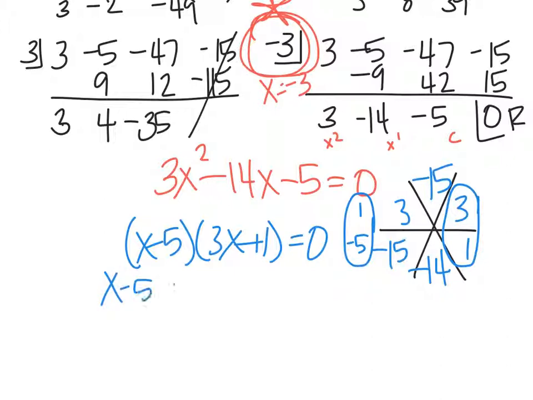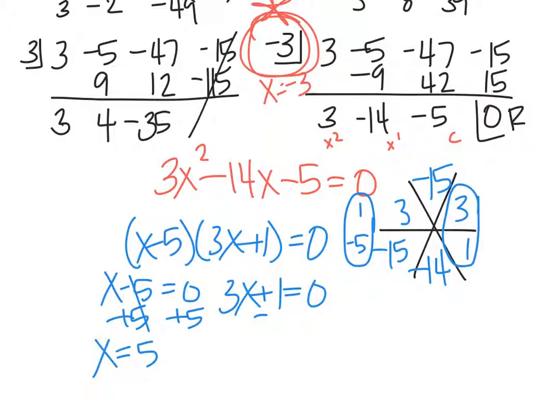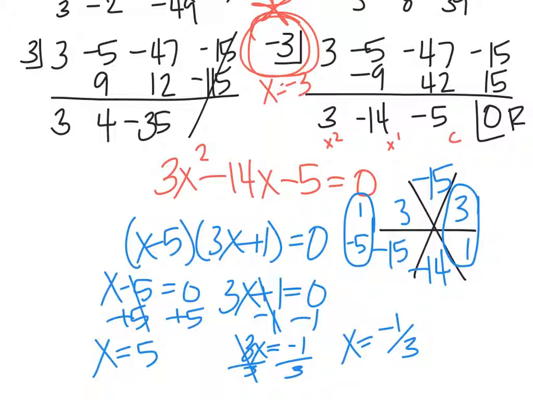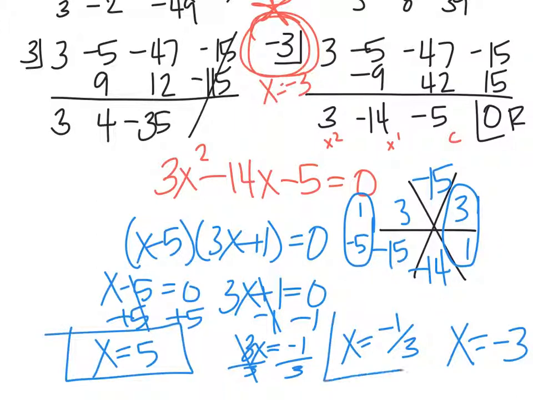So then from here, it's just like what we did last class of factor and solve. So I have x equals 5. So I do x equals negative 1/3. And then I have to remember our very first factor we found at the top using synthetic division is that x is also negative 3. So my three answers are negative 1/3, negative 3, and 5.